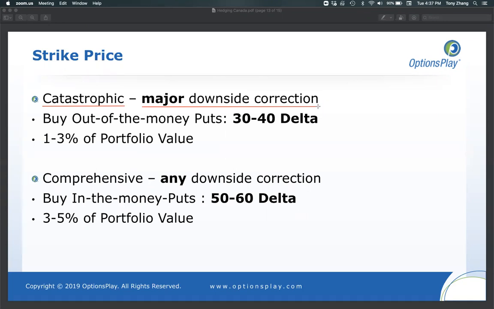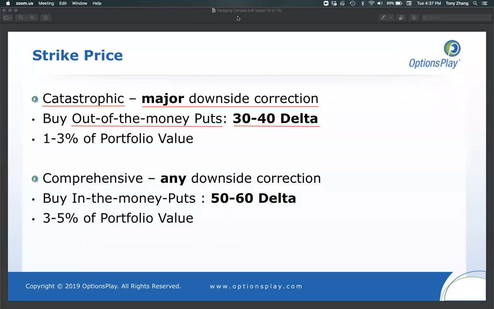So catastrophic insurance is, if you're not too concerned about small fluctuations in the market. So the market moves 2, 3%, 5%, you're okay. You're really trying to prevent this when the market melts down 20%. You're concerned about something like that. Catastrophic insurance is suitable for that. This is where you want to buy out of the money puts. So usually about a 30 to 40 delta is a good starting point.